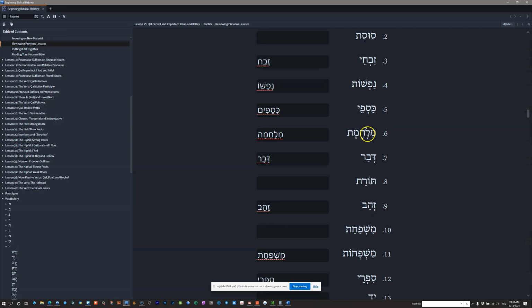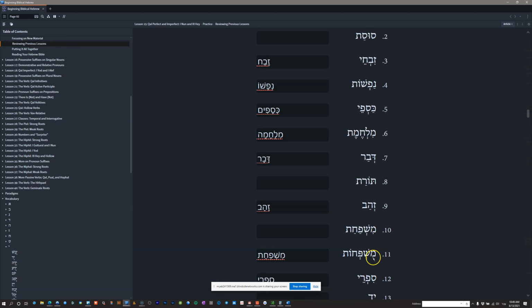Again, same as milchemet, it goes into a segol pattern for the feminine singular construct, but because you've got a chet here between the two vowels, the chet wants a patach instead of a segol. I know you've got a chet here, but here it's actually between the vowels, so it wants the patach before and after.